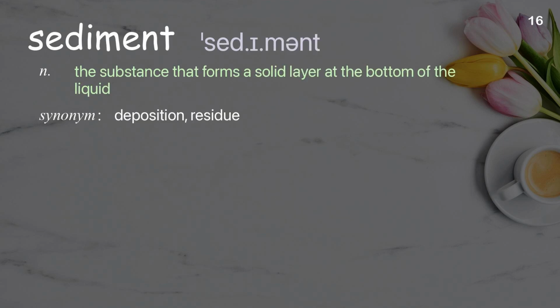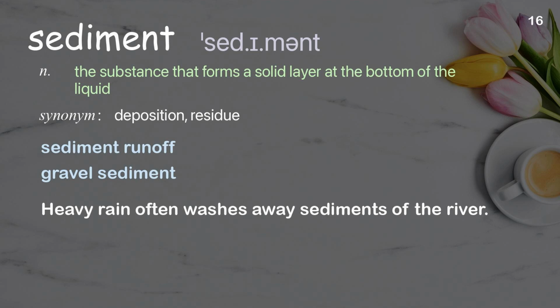Sediment. The substance that forms a solid layer at the bottom of the liquid. Examples: Sediment runoff. Gravel sediment. Heavy rain often washes away sediments of the river.